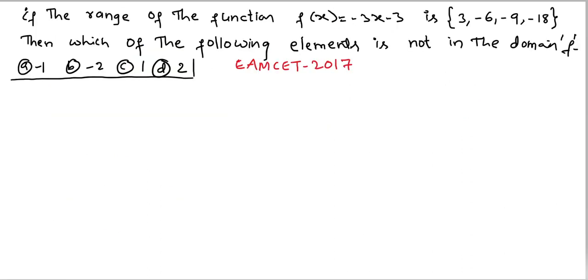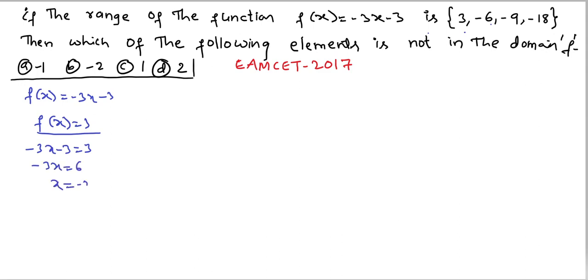If the range of the function f(x) = −3x − 3 is {3, −6, −9, −18}, then which of the following elements is not in the domain of f? Here we find the domain. The given function is f(x) = −3x − 3. First we take f(x) = 3, meaning −3x − 3 = 3, so −3x = 6. Therefore x = −2, so −2 is one element in the domain.